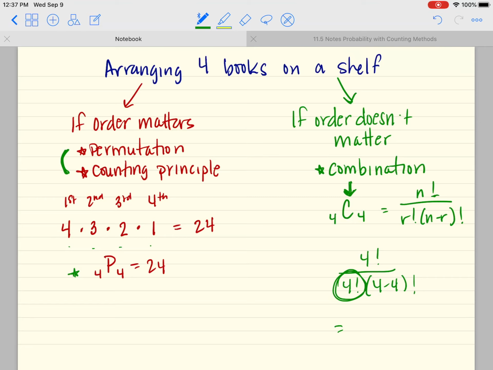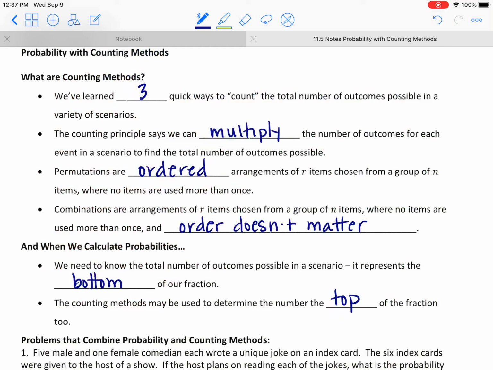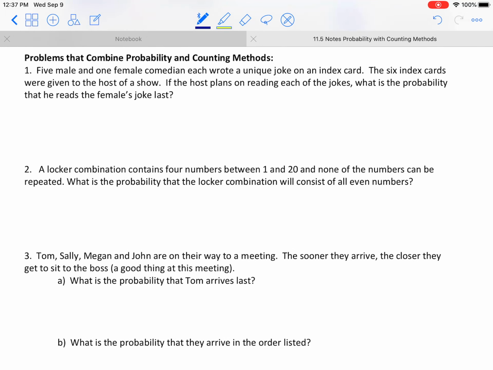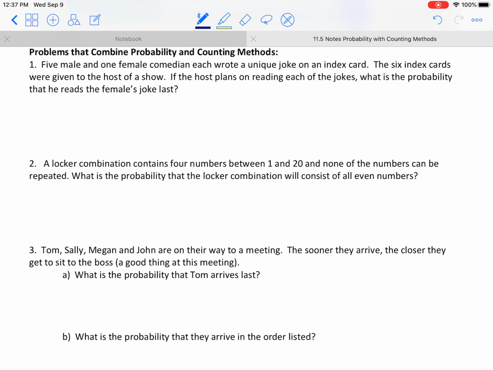Okay? So let's go back to our note sheet here and let me show you some examples of where this concept of finding the total number of possibilities is going to be incorporated with probability. Okay? So, for instance, problems that combine probability and our counting methods.